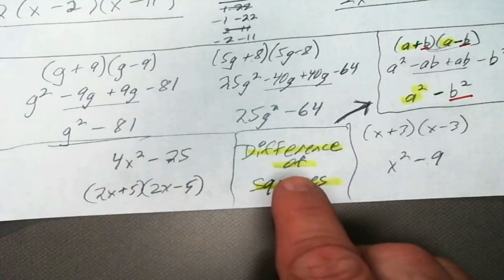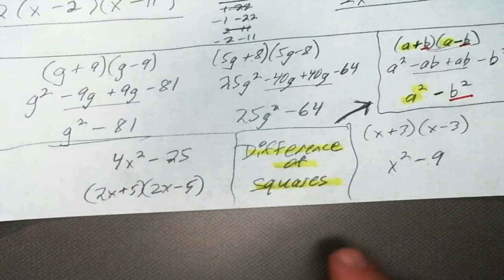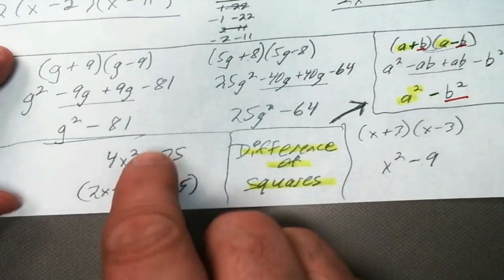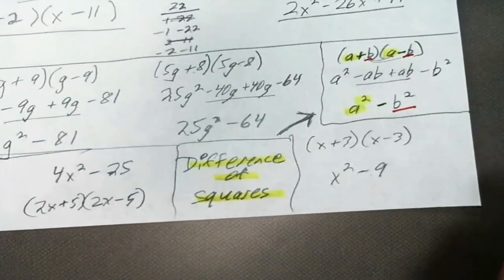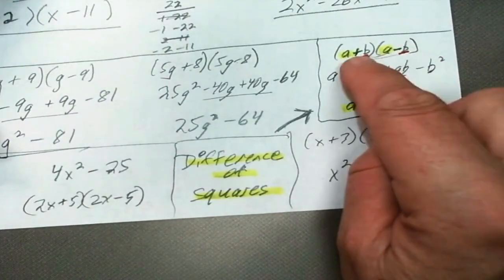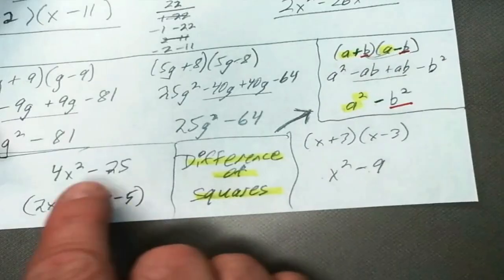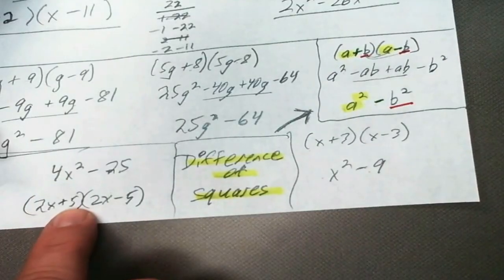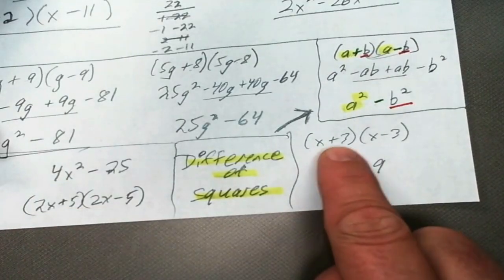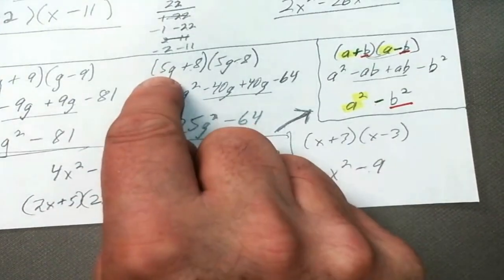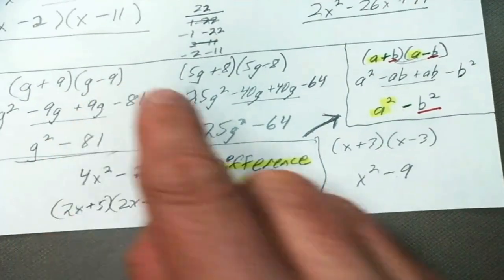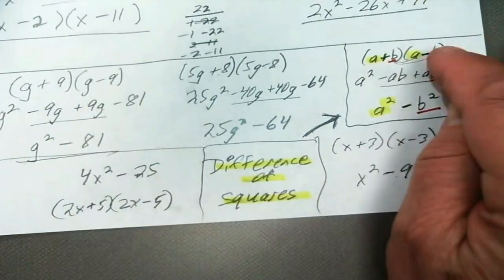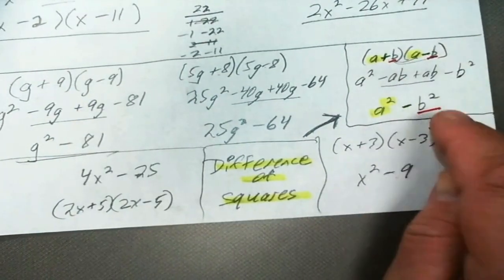Using difference of squares, I can factor this like that without any other work. It's a cheat code. So this is what I'd probably have in my notes, the A and the B, because A could be 2x and B is 5, or A is x, B is 3, A is 5g, B is 8, A is g, B is 9. It can be whatever. A plus B, A minus B is A squared minus B squared.